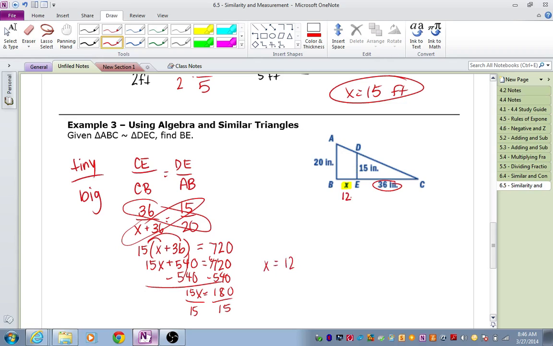Okay. Now it does ask for BE, which is what we found. So our answer is 12 inches. You just have to be careful because sometimes they'll ask you for that big side. Okay, they might ask you for BC. And in that case, you'd have to add your 12 and your 36 together. But our answer is 12 inches.